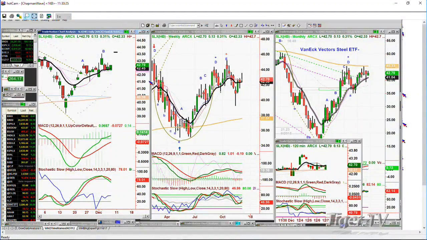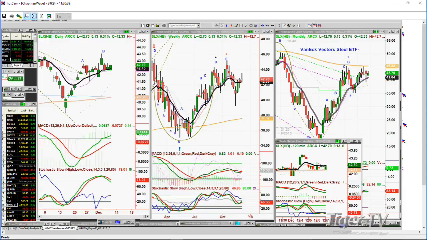Sarah wants to know about AK Steel, X, United Steel, and Vale. Where are they in the Chapman Wave count? So the steel ETF is actually acting quite nicely, but not great. It made a peak in the weekly. It bumped up against the 200-period moving average in the monthly chart. You can see right here, it went to a D and then pulled back.